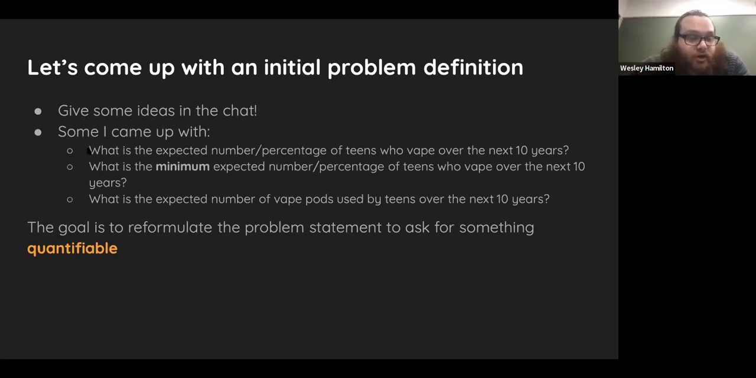Some initial problem definitions, again getting towards a quantification of all of this, are: what is the expected number or percentage of teens who vape over the next 10 years? Here is something actually quantifiable, a percentage. Another idea: what is the minimum expected number or percentage of teens who vape over the next 10 years? Maybe this is saying, sure, anything can happen and models may behave differently, but what is the baseline or minimum number that we might expect?